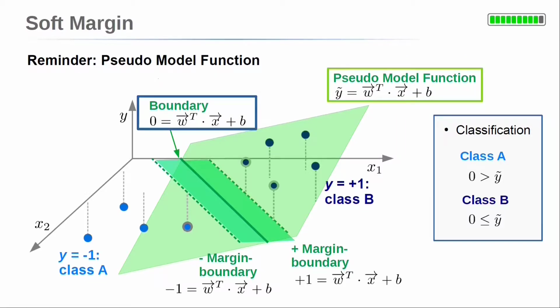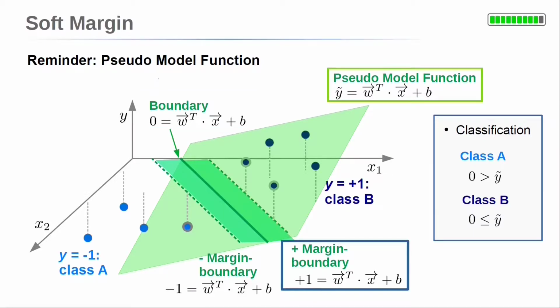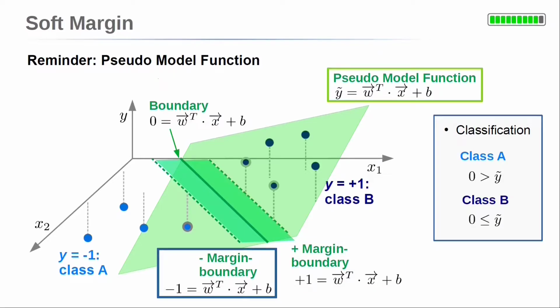For y tilde equals 0, this is a boundary equation, though this is the model of the support vector machine. Further, for y tilde equals +1, we have the plus margin boundary, which limits the margin to class B. For y tilde equals -1, we have the minus margin boundary, which limits the margin with respect to class A. The margin is the space without any data points around the separating boundary.